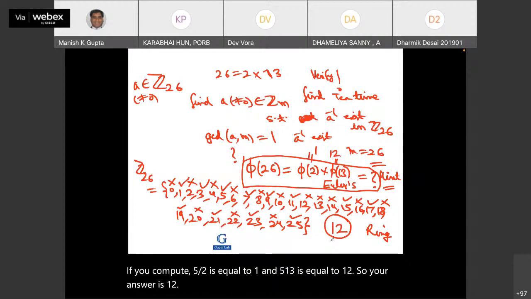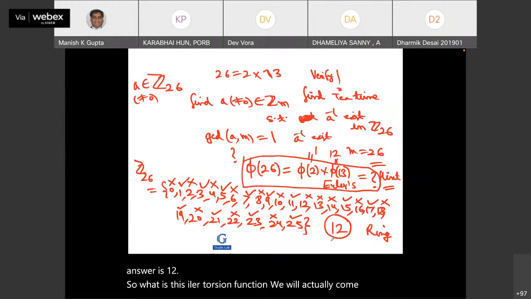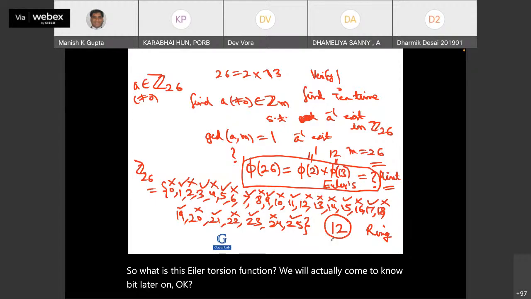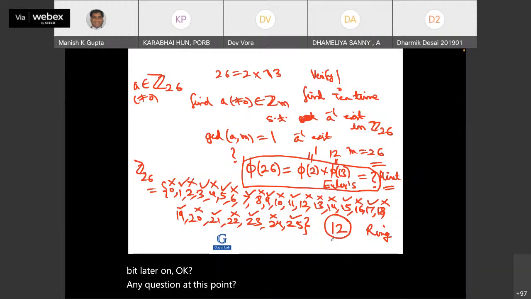So what is this Euler totient function? We will actually come to know a bit later on. Okay. Any question at this point? Any question at this point? No, sir. Good. Okay, so this was a little bit about integers modulo m.